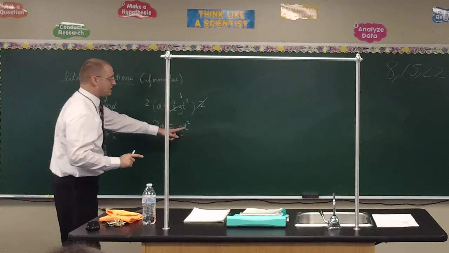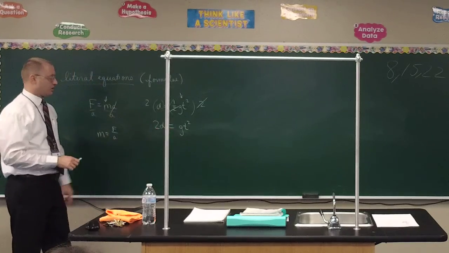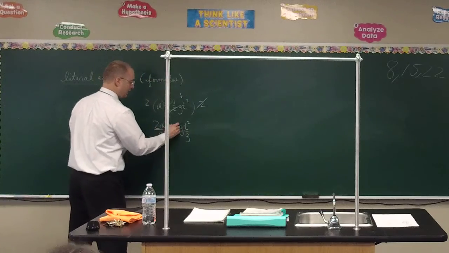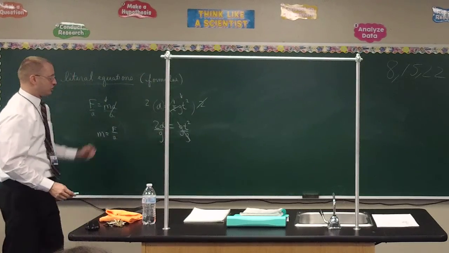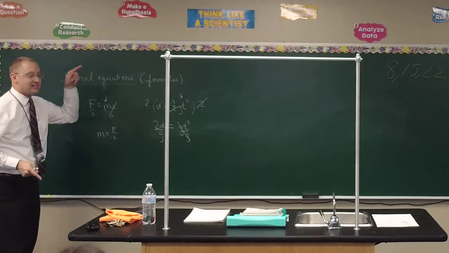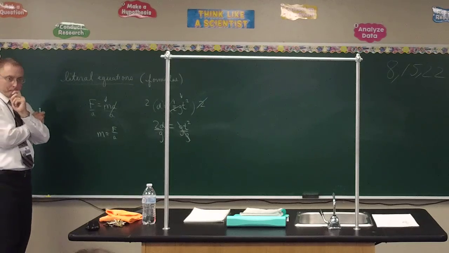Now, how to get the t by itself? Well, let's start by getting rid of the g. How would I get rid of the g, Michael? Divide by g. Divide away the g. And now I've got t squared equals 2d over g. But that's t squared. I don't want t squared, I wanted t. How do I get rid of a squared? Kendall? Take the square root.